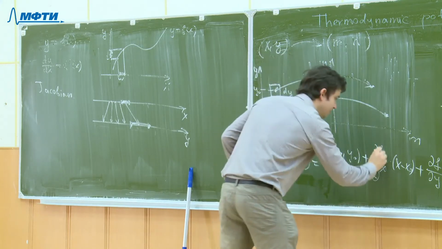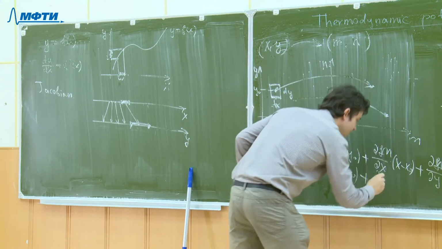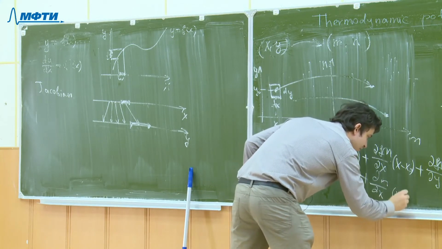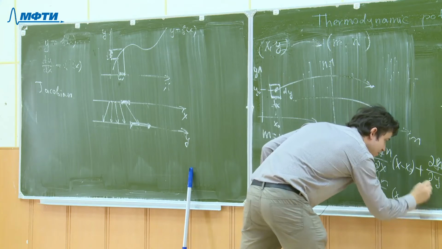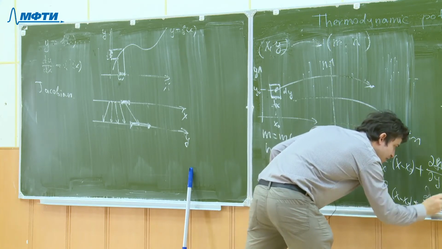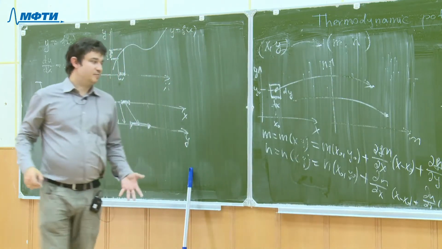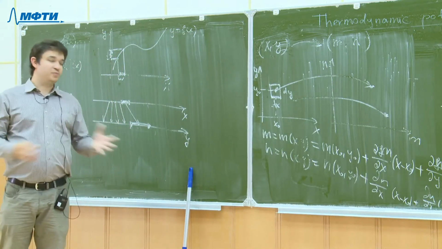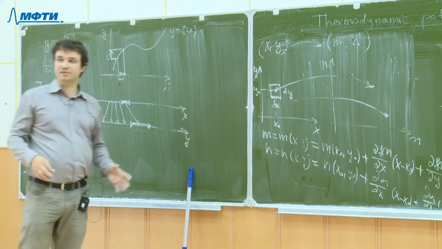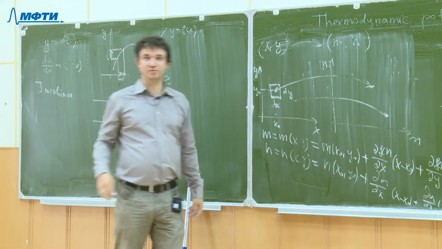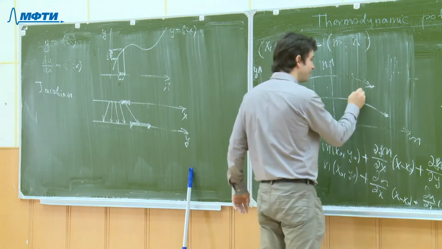Here goes dm, and here goes dn over dx times x minus x0 plus dn over dy times y minus y0. Now it looks like a somewhat difficult algebraic stuff, but the main meaning of it is that the rectangle here is being transformed into a parallelogram here.